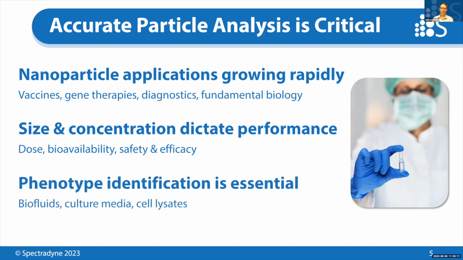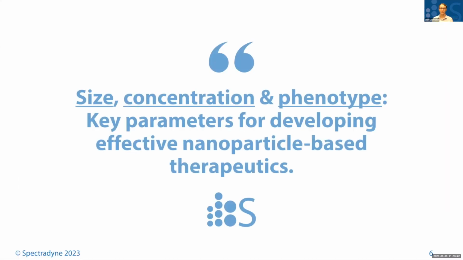Critically now, these drugs are being made in very complex samples. They're extracted from biofluids, grown in cell culture media, or extracted from cell lysates. So these are complex soups of particles and mixtures of things, proteins and other reagents. If we're going to measure the concentration of just the active ingredient, for example, it's important that we be able to identify exactly what particles we're measuring in the sample. So phenotype identification is essential. Essentially, it's size, concentration, and phenotype.